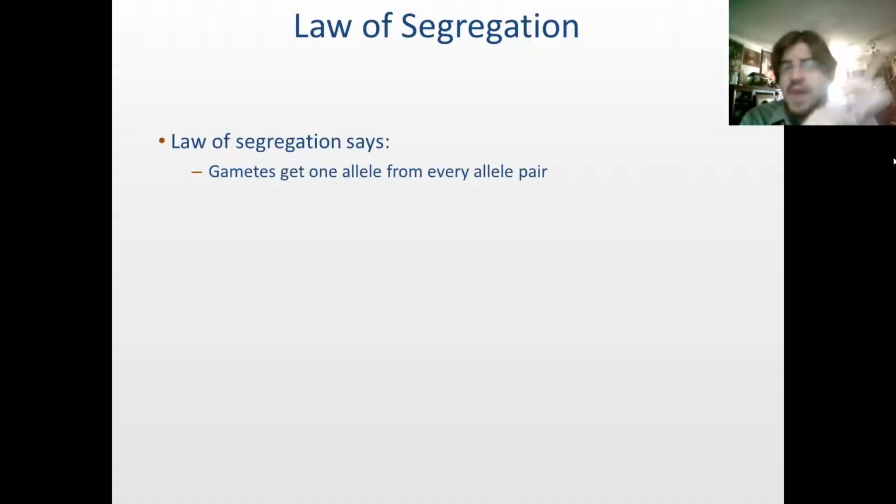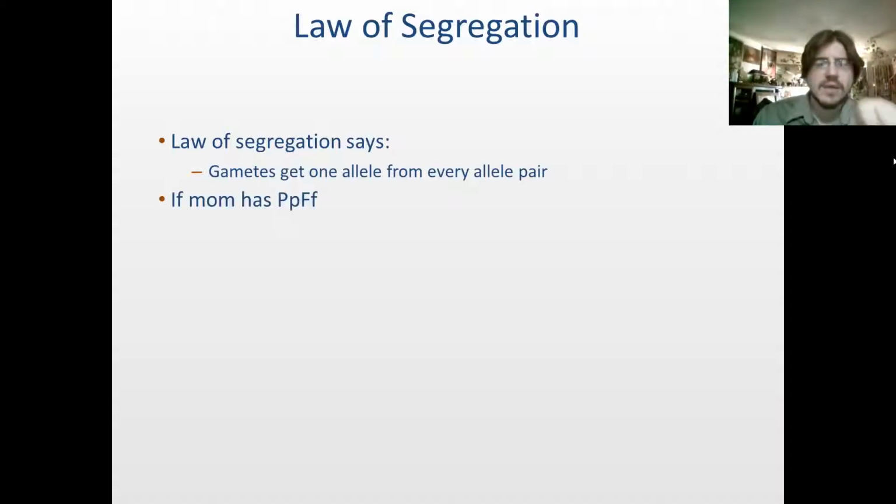So if my parent is heterozygous, the gamete will get either the dominant allele or the recessive allele. Not both, because it's a gamete and it's haploid, only has one chromosome. So it will only end up with one of the parent's alleles. So it can either be dominant or recessive in a heterozygote. So let's take a look here.